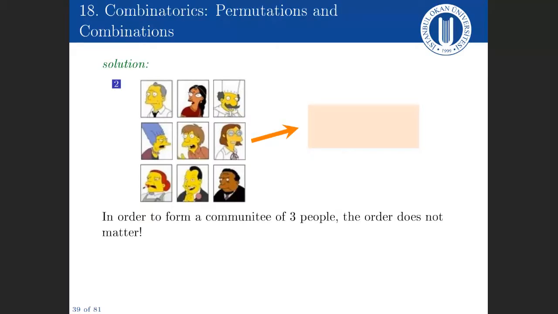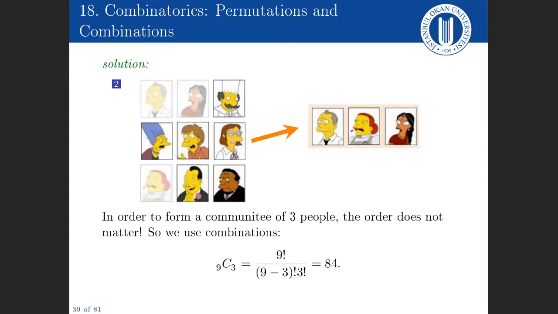Next, suppose we're going to choose a committee of 3 people. Now, the order that we choose them does not matter. We're just choosing 3 of these people. Because the order that we choose them doesn't matter, we use combinations. We're doing 9 choose 3, or 84.